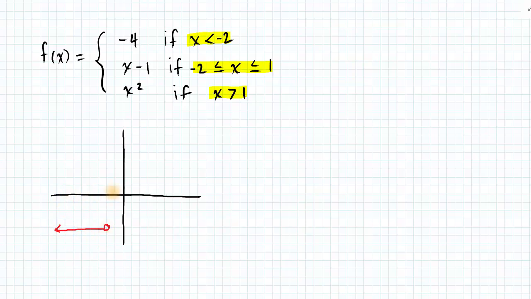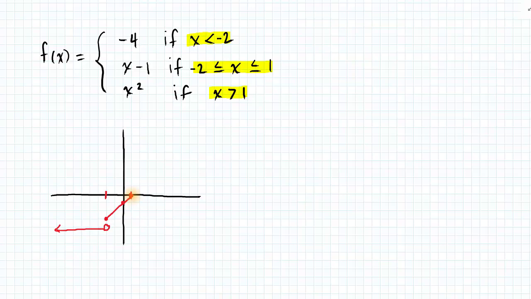Now, between -2 and 1, let me just mark -2 and 1 on here, we have the line x minus 1. So let's start graphing the line y equals x minus 1. The y-intercept is right there. The y-intercept is -1. If we were to plug in -2, -2 minus 1 is -3, so that's going to put us right here. If we were to plug in 1, that would be 0. And we're including the values at -2 and 1 because we have a less than or equal to in both positions. So now we connect the dots, and that's what the middle section looks like.